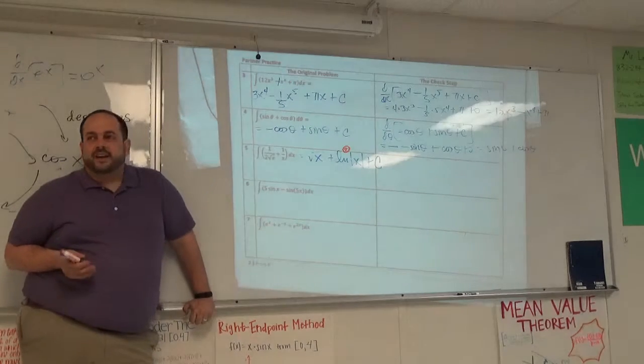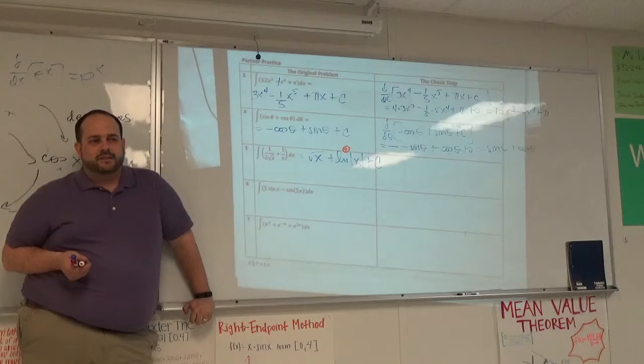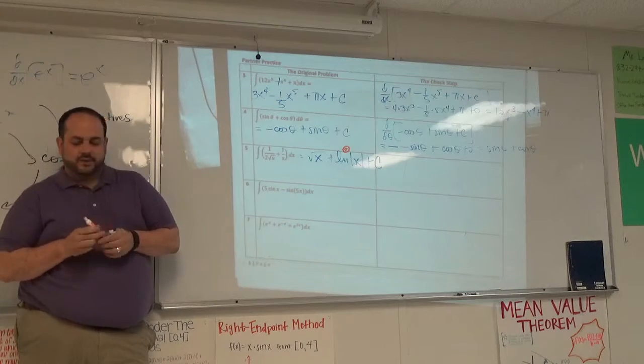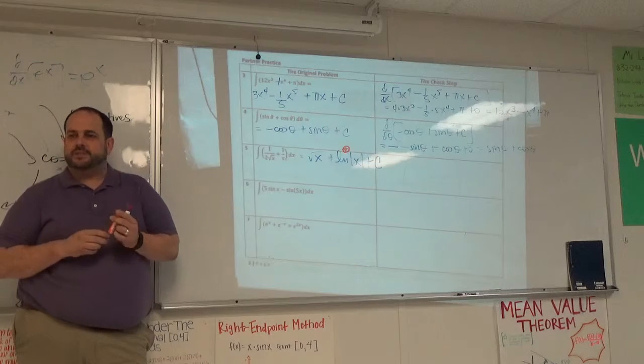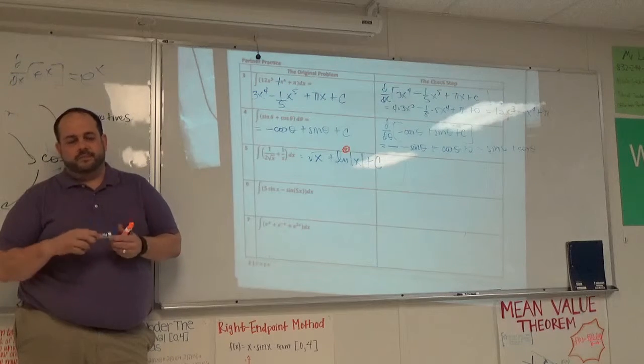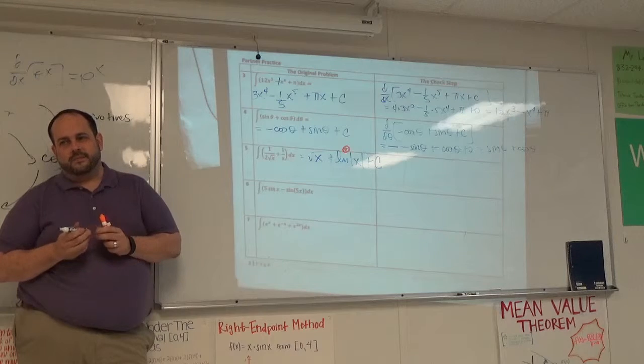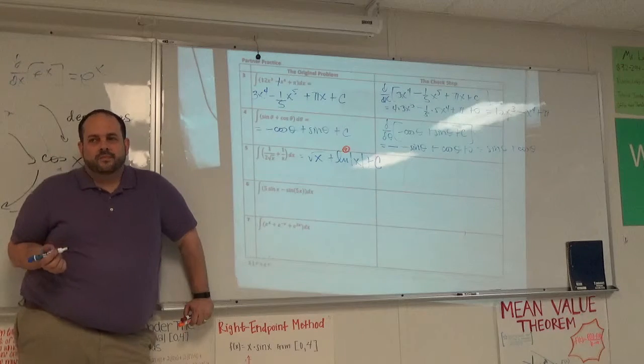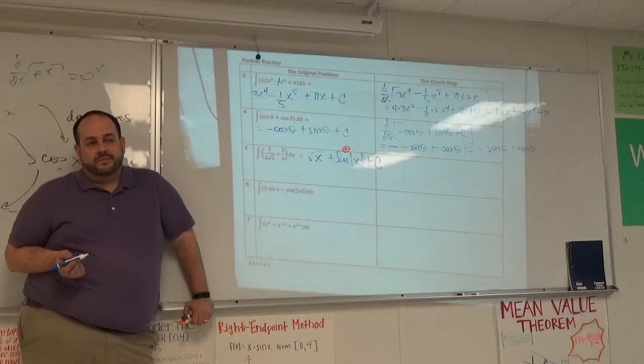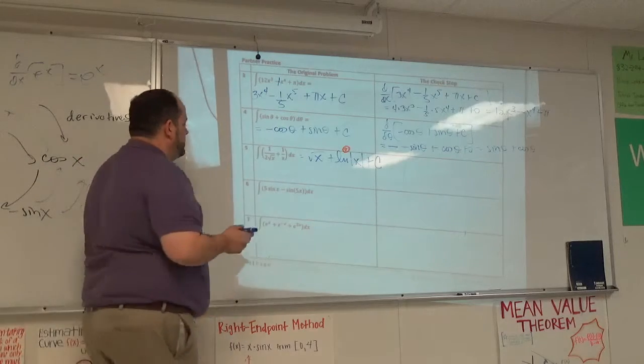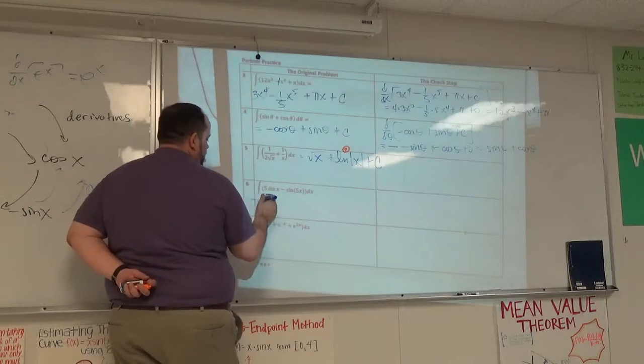Antiderivative of 5 sine of x minus sine of 5x. Antiderivative of 5 sine x. What on earth would I take the derivative of to get 5 times the sine of x? Negative 5 cosine.